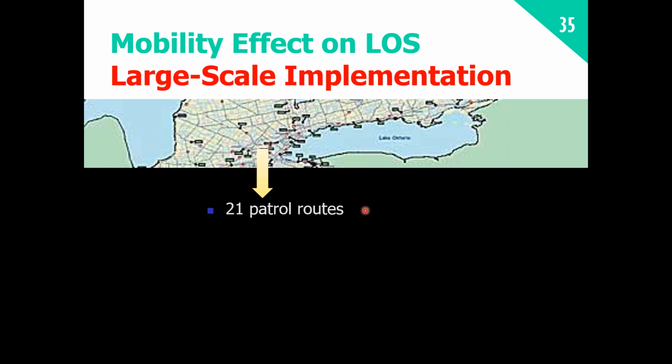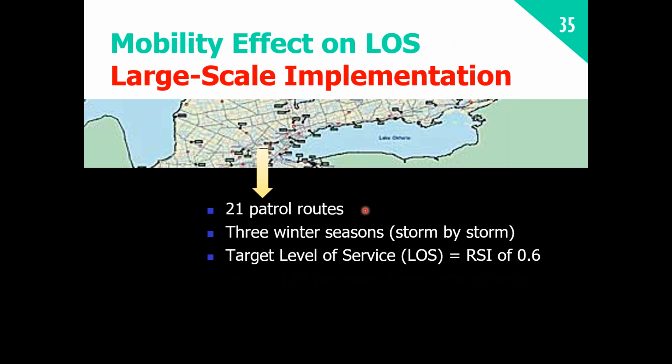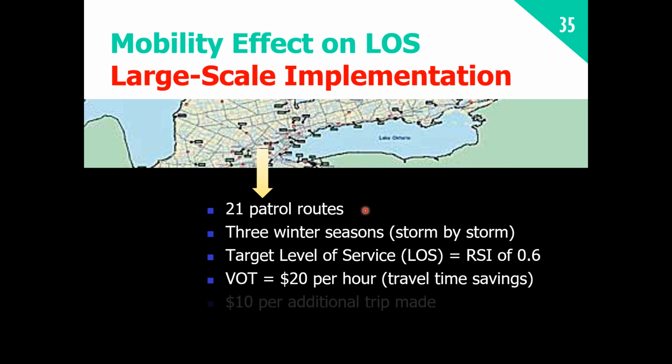Okay, this section shows an application of the developed mobility impact models for quantifying the mobility implications of different winter road maintenance policies and programs. And then a case study is developed to demonstrate the applicability of the model developed, using 3 winter seasons of snow event data and 21 patrol routes. And then we assume the RSI of 0.6 as the target level of service.